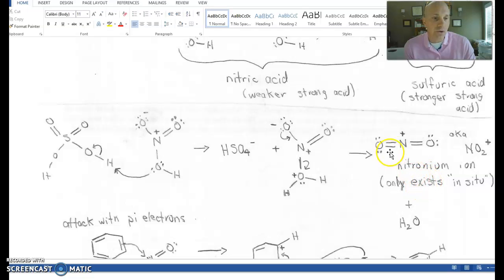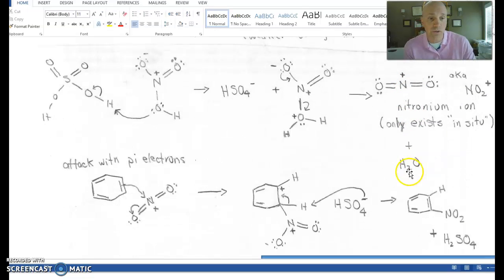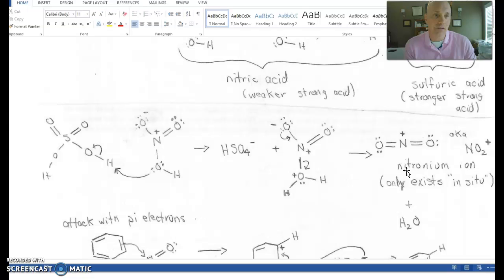One thing about this is it only exists in what's considered in situ. This is an unstable material that it's only going to be able to exist in that pure sulfuric acid solution. In fact, if you had a lot of water around, this would not exist. So you have to make it as you use it.